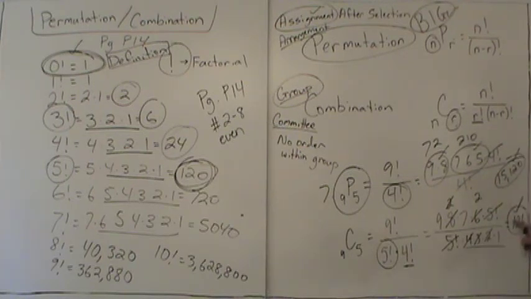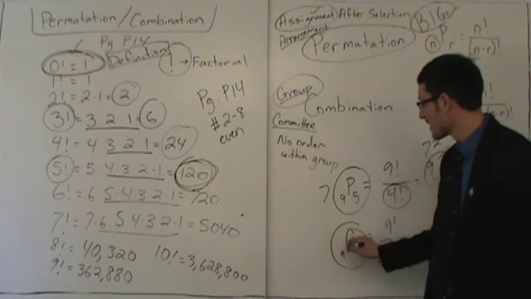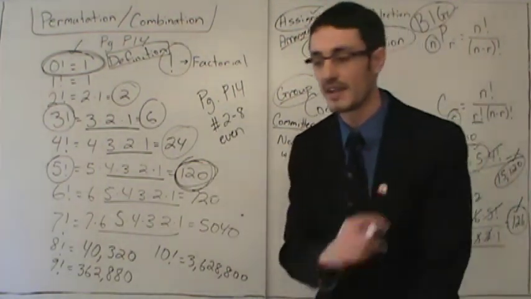So you see that your combination value is much smaller. Combination 9, choose 5 is much smaller than permutation 9, choose 5. All right, that concludes this video.